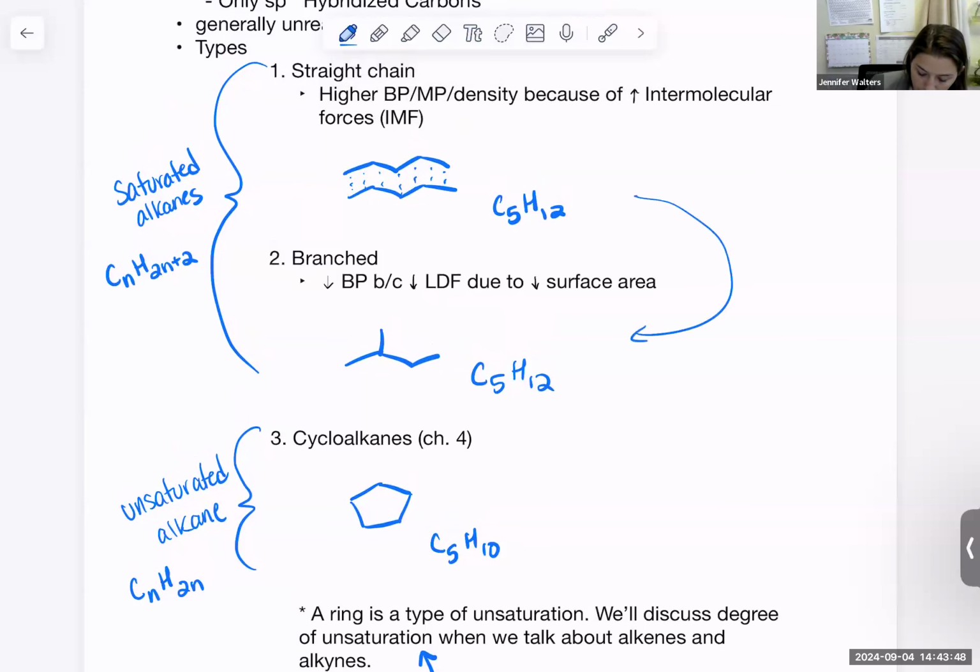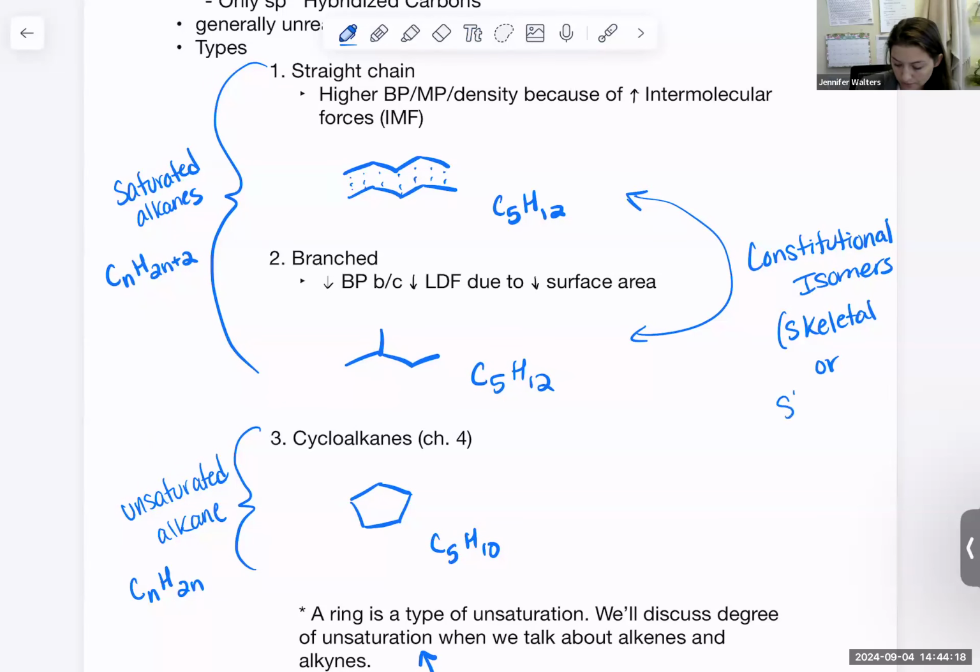These two, the straight chain and the branch, these are constitutional isomers. Sometimes they're called skeletal isomers. Skeletal. I can't spell that. Skeletal or structural. All these words mean the same thing. It just means that they have different connectivity, but the same molecular formula.